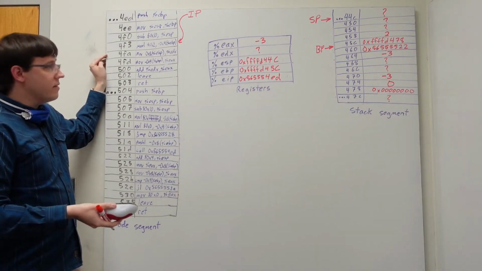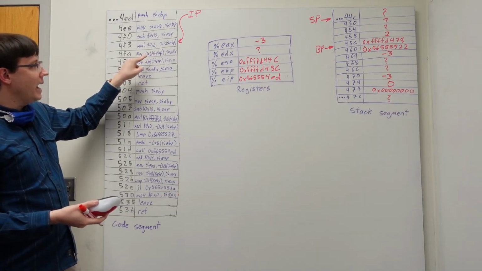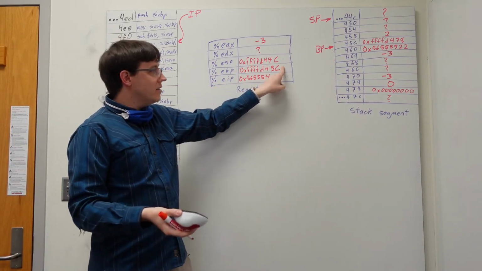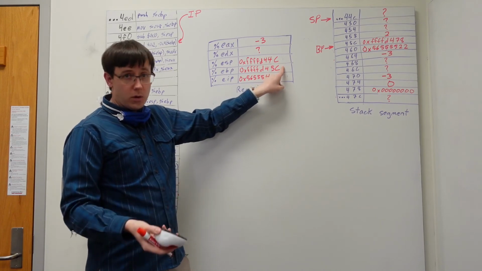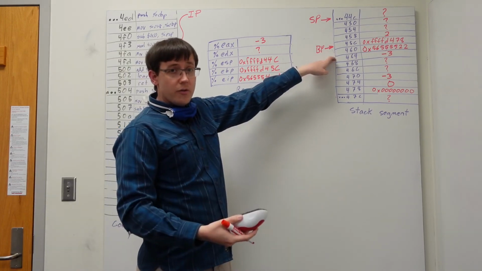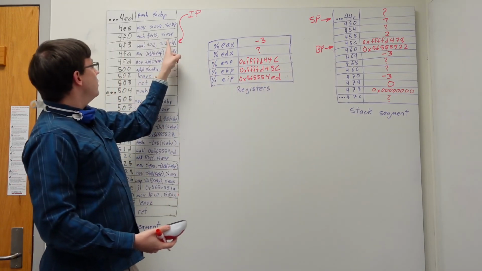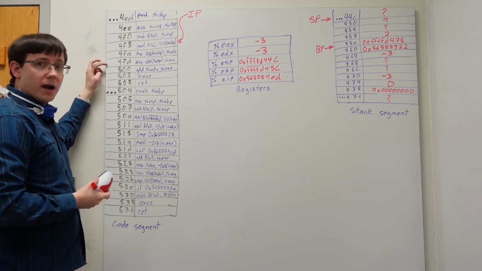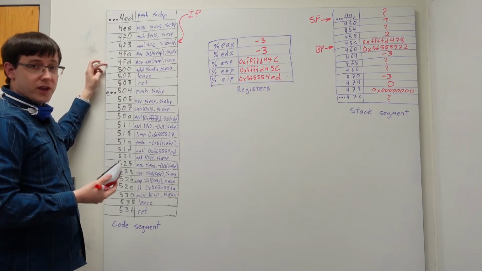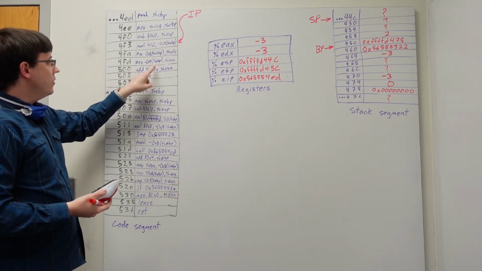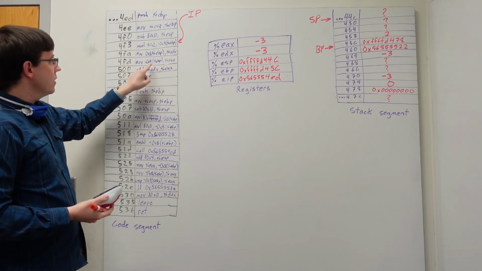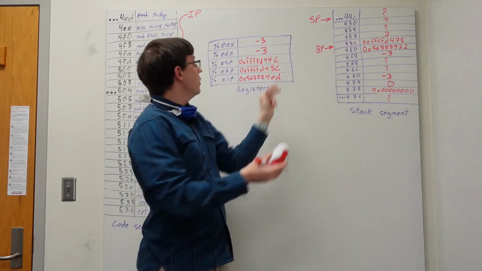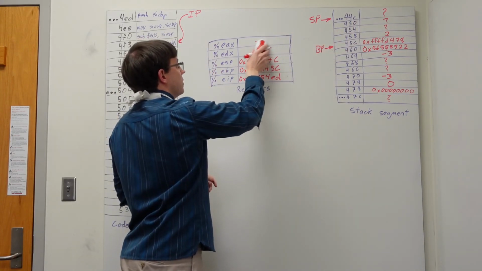Then we are retrieving a value from base pointer plus 8. So the base pointer is 45C. If we add 8 to that, we get 464. So that means we are retrieving a value from here and bringing it into the EDX register. Now we are copying that local variable that we saved in the stack frame into the EAX register. So base pointer minus 4 is this location, so we are loading the 2 into EAX.